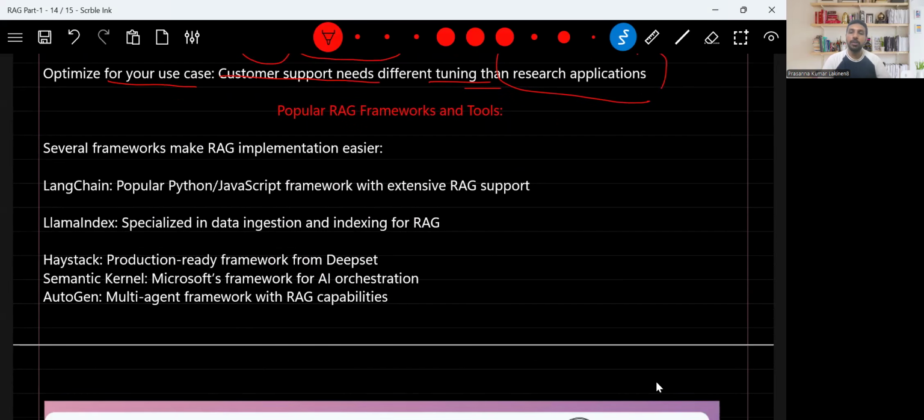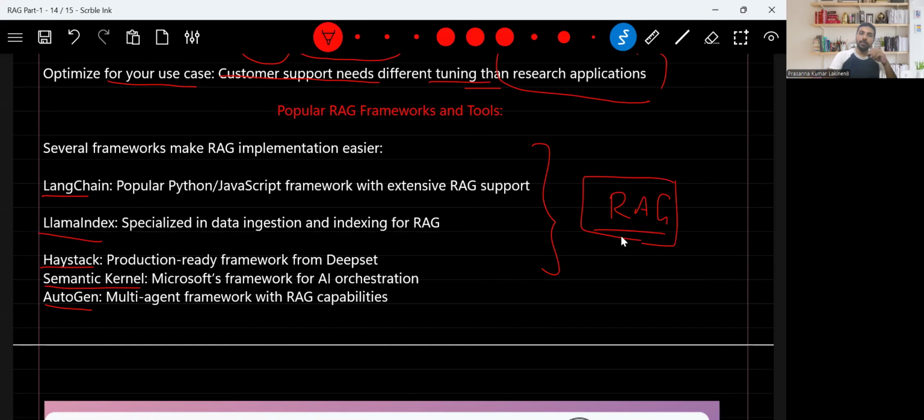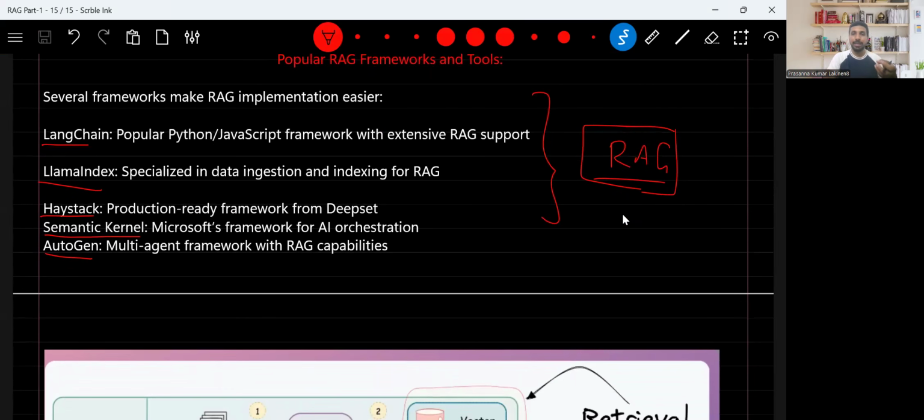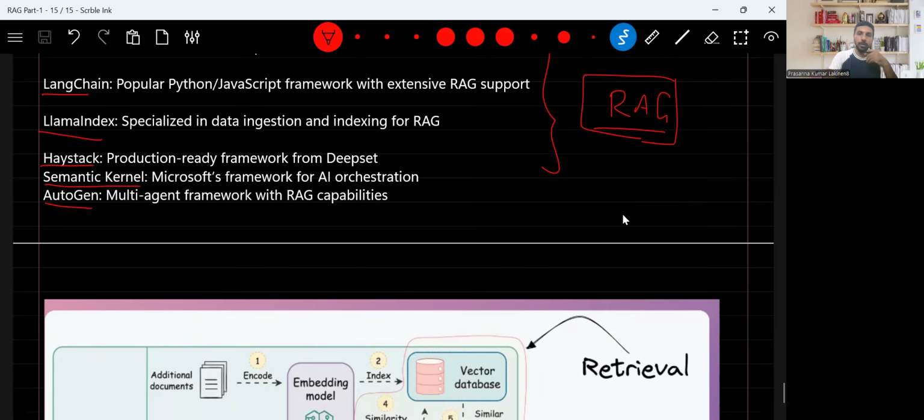Here, there are a lot of popular RAG frameworks. One is LangChain. The second one is Llama Index, then Haystack, Semantic Kernel, and Autogen. These are the famous RAG frameworks, or we can call them tools to support your LLM application. We will discuss all these things in upcoming videos. One by one we will take them and implement them, and we will know the importance of each framework. I'll explain all the things practically in the next upcoming videos.